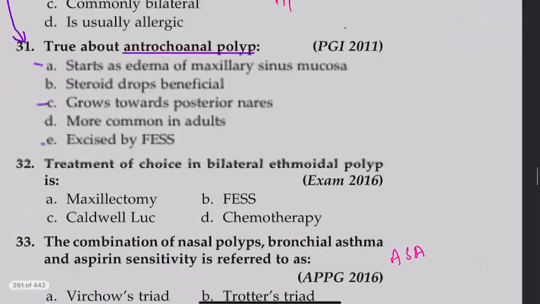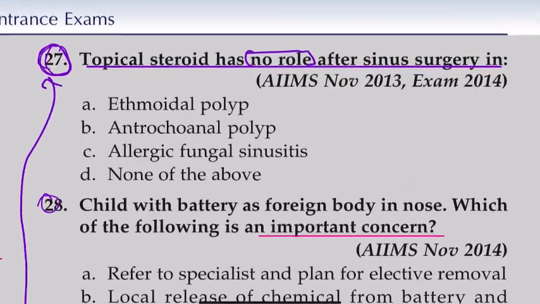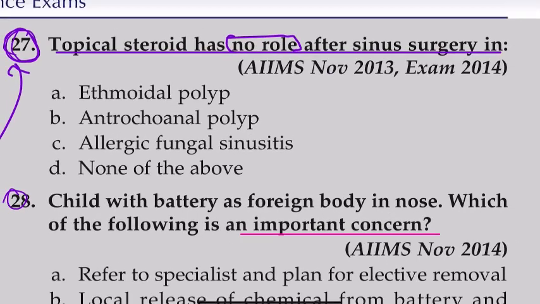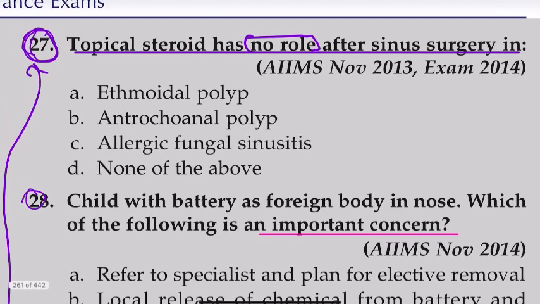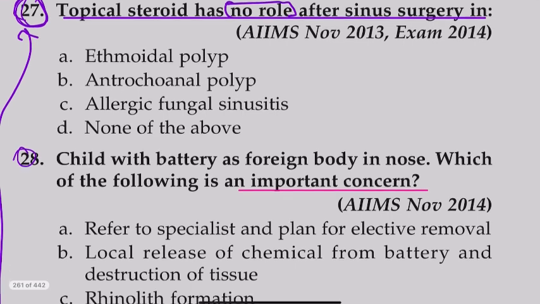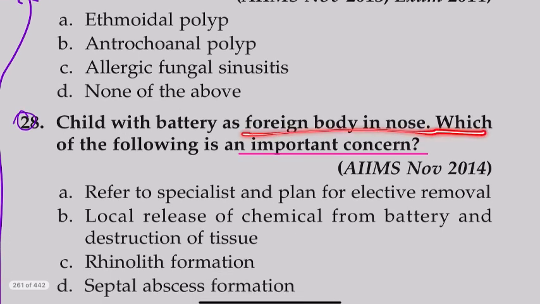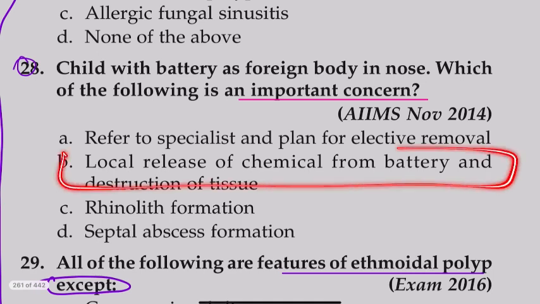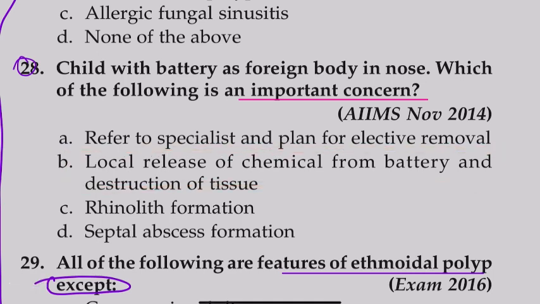Now moving toward the next question. Topical steroid has no role before sinus surgery in what? Antrochoanal polyp, right? Moving further, a child with a battery as a foreign body in the nose, which of the following is the important concern? Local release of chemical from the battery and destruction of tissue is the most important concern.